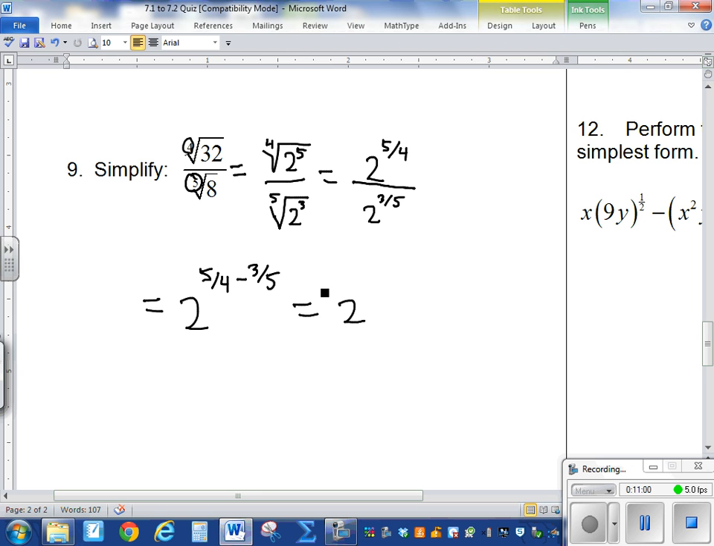To make a 4 into a 20, you multiply it by 5. So you're going to get 25 over 20 minus 12 over 20, which is equal to 2 to the 13 over 20, since 25 minus 12 is 13. So we've got 13 twos, we need 20 of them to take out, so you can't take anything out. You do not leave it in this form since our original form was radicals. So you're going to write the 20th root of 2 to the 13th power.